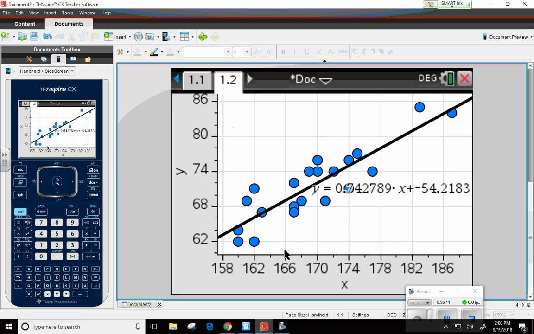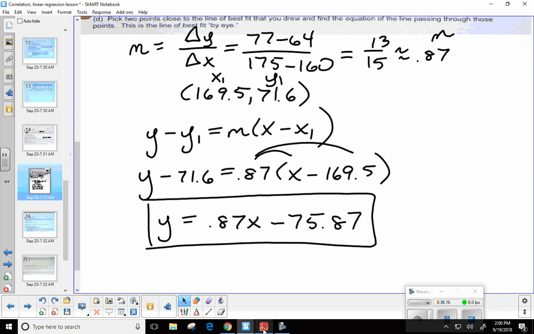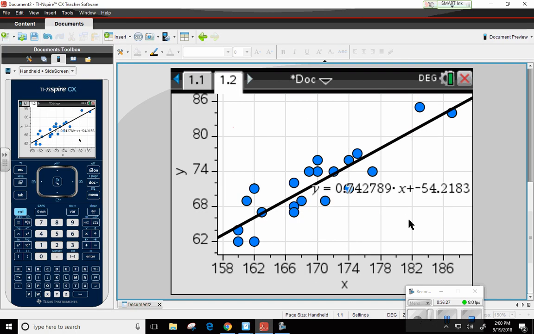So let's see, how well did we do by hand? We are showing a slope of about 0.74, and we got a 0.87. So we're not too far off. We are a little further off on the y-intercept. This says negative 75. And this one says what? Negative 54. Okay, so I'm guessing there are probably some points that were better to have chosen in order to write the equation. But I would still say we did a decent enough job, especially doing it by hand.